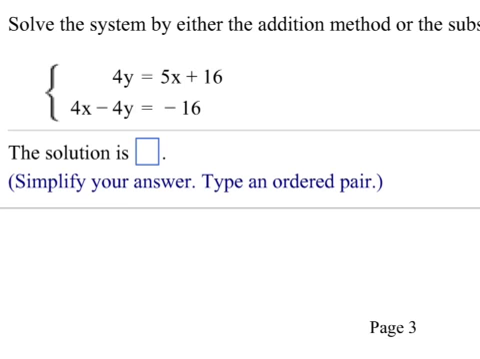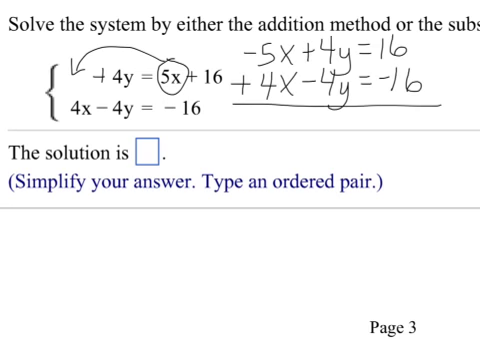Okay, the last example that I'll do is number 10. Again, we can solve the system by either addition or substitution. And again, I'm going to choose addition because it looks like my 4y's would eliminate very nicely without even having to multiply. One thing I do need to do is to move my 5x's over to the other side to line those up. So I'm going to do that first. So I move my 5x's over, and that's -5x plus 4y equals 16. Then I'm going to add the second equation to that.